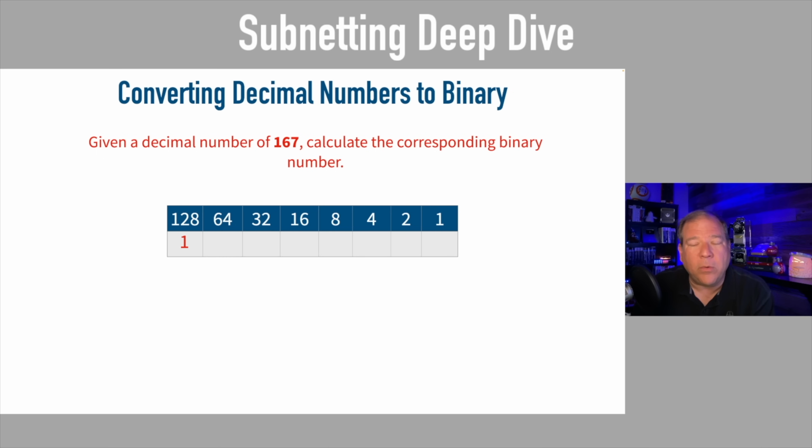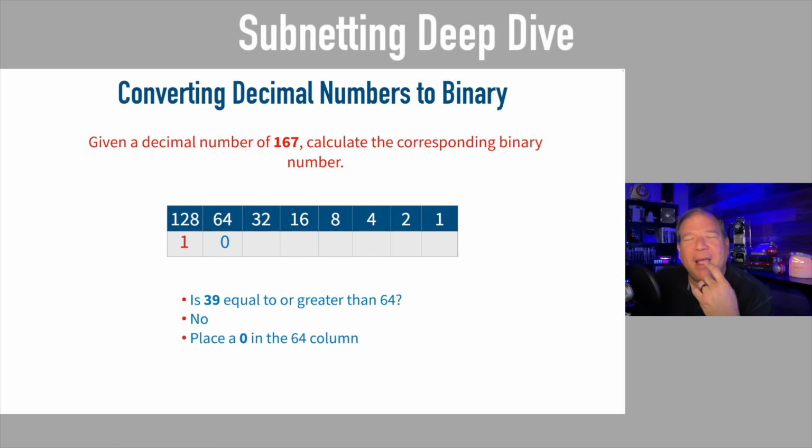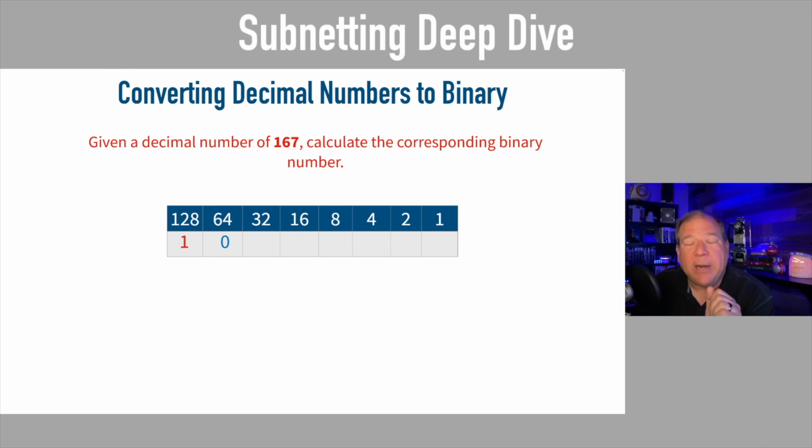And when we put a 0 in that column, let me fast forward to where we're actually putting a 0 in that column. We're going to put a 0 in that column and nothing has changed. So we're just going to move along. We're still dealing with the number of 39. And we say, is 39 greater than or equal to 32?